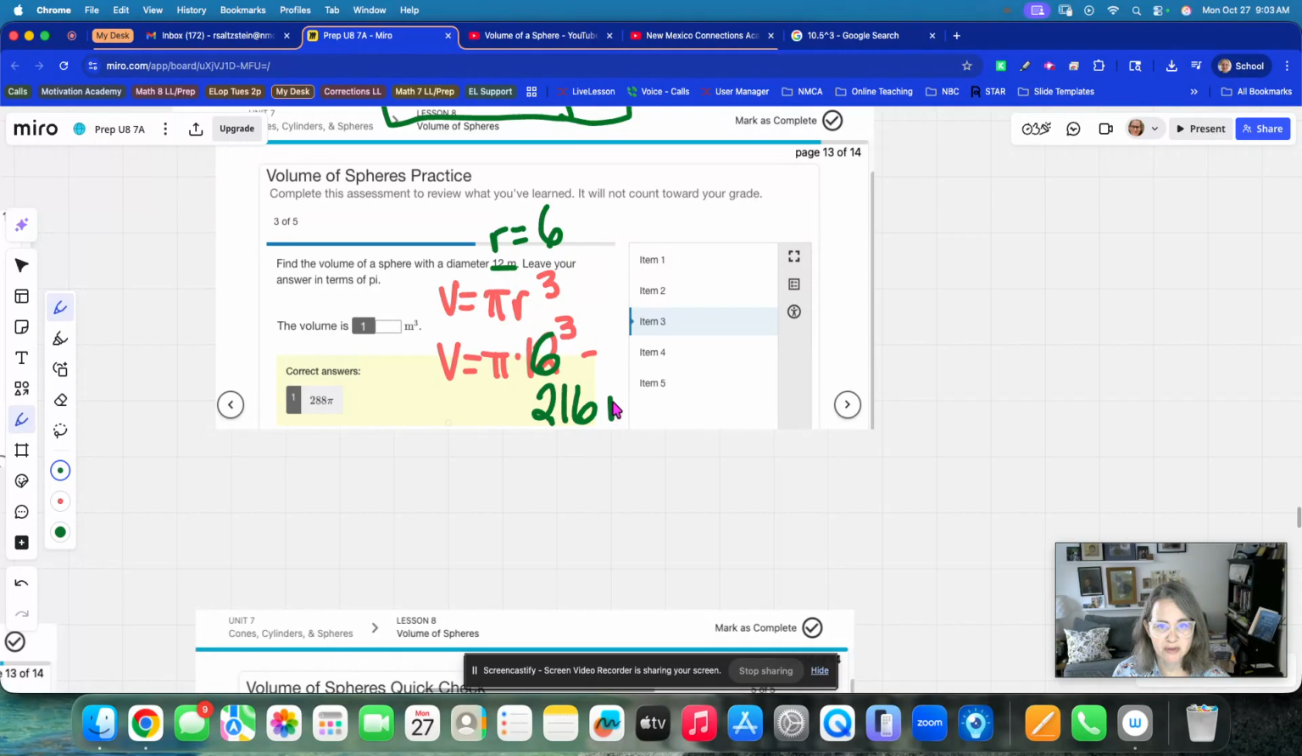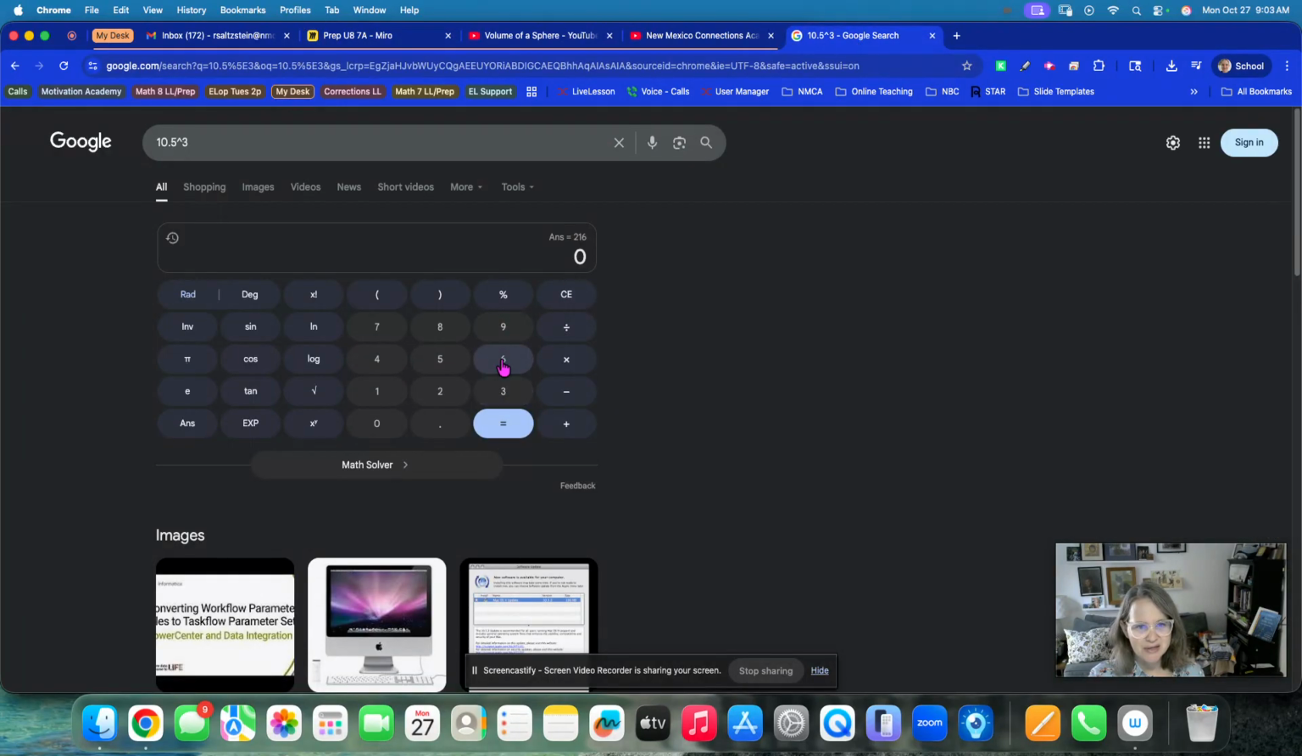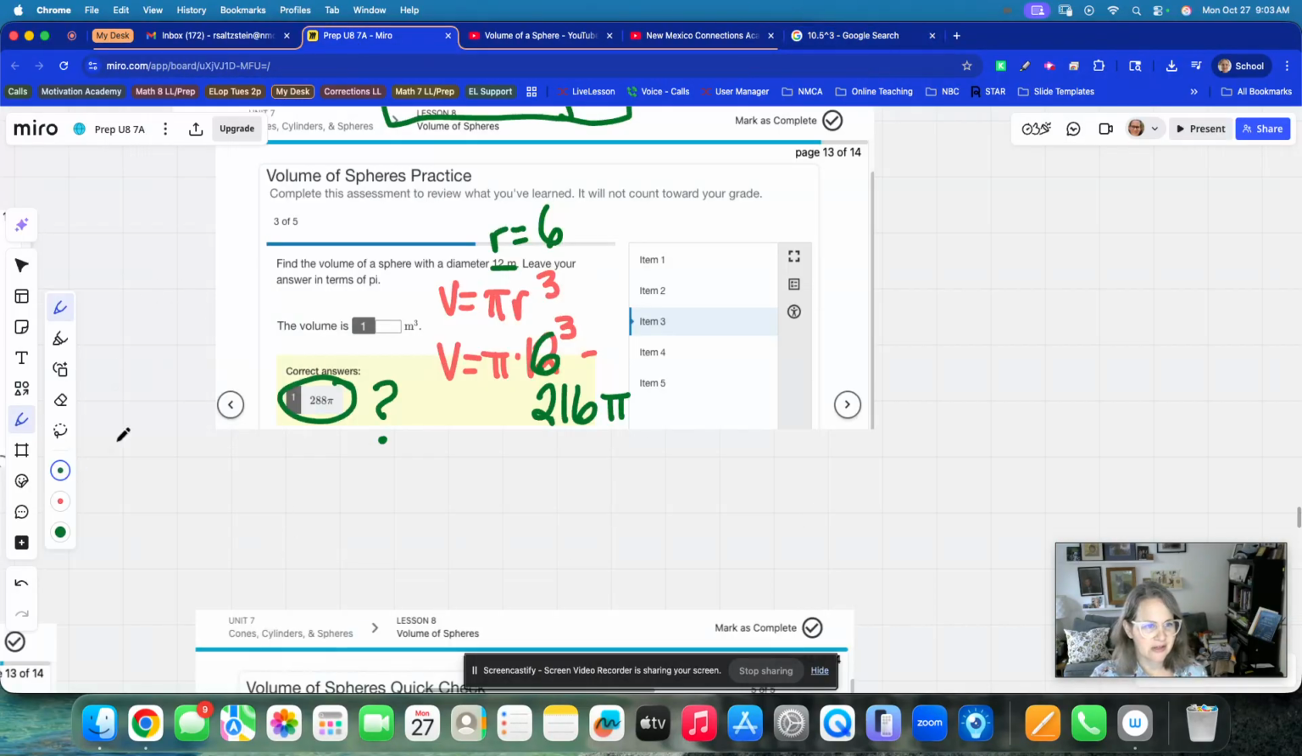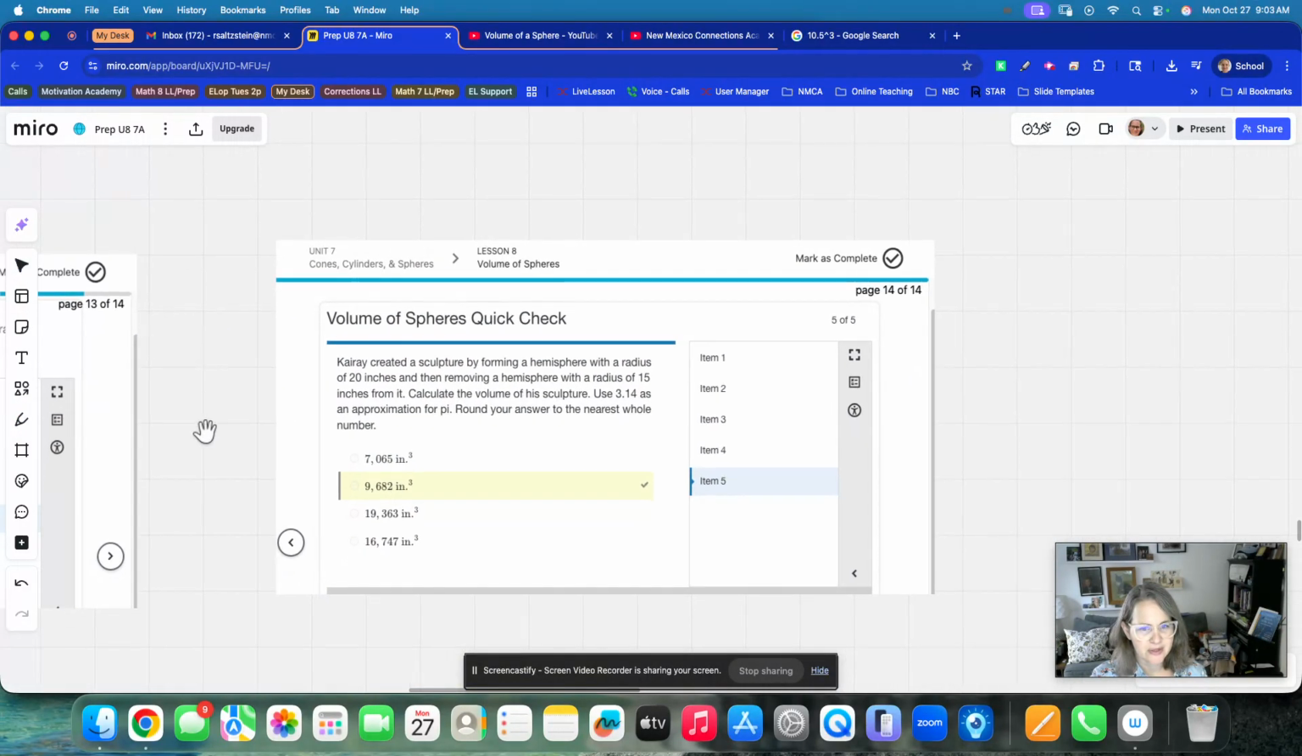See, I'm getting 216 pi, and they're saying that's wrong, and it should be 288. So I'm like, what? Diameter is 12. Half of 12 is 6, right? Did they get this wrong? Did Pearson get it wrong? 6 times 6 times 6 is 216. I think maybe they got that one wrong. I'll ask Miss Angel, see what she gets.